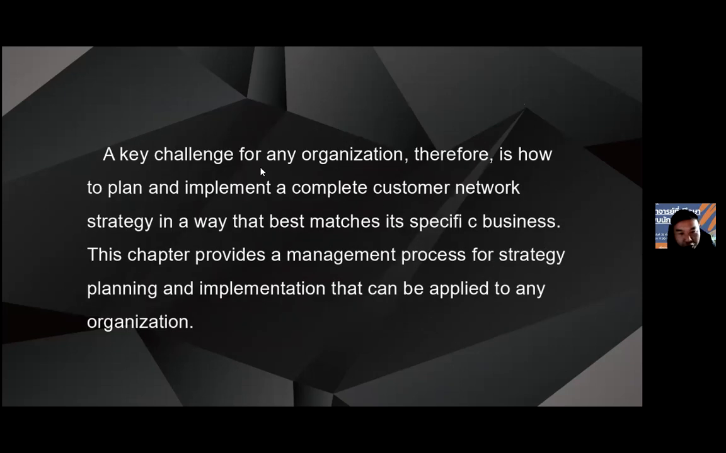A key challenge for any organization, therefore, is how to plan and implement a complete consumer network strategy in a way that best matches its specific business. This chapter provides a management process for strategy, planning, and implementation that can be applied to any organization.